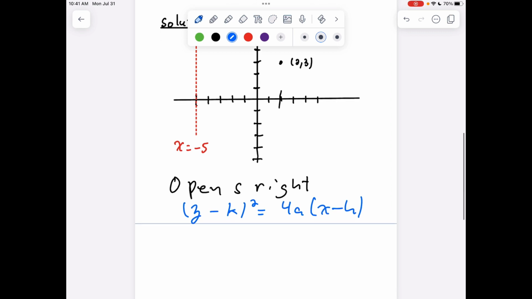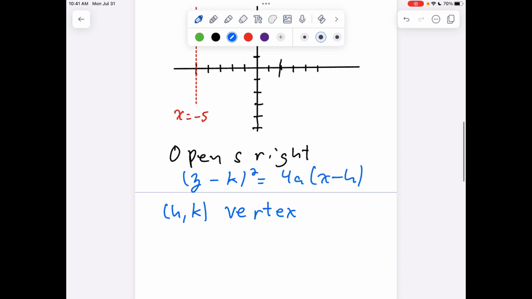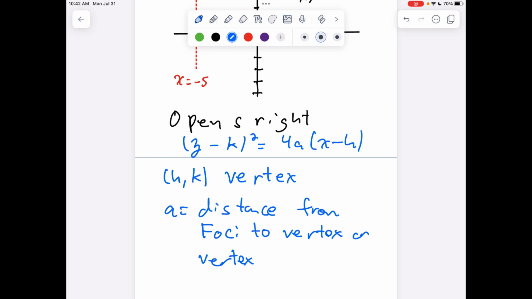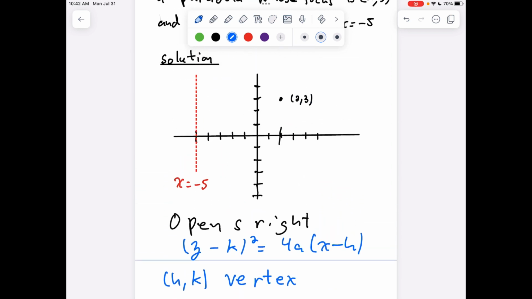The h and the k here stand for the vertex, and the a here is a distance. It's the distance from the focus to the vertex, or the vertex to the directrix. Either one of those. Now we don't have that here, but we can figure that out.